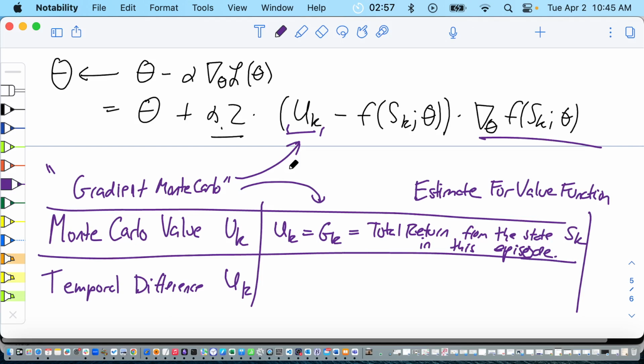Questions about any of that before we move on to the temporal difference one? All right, let's see the temporal difference one, how it is described over here.